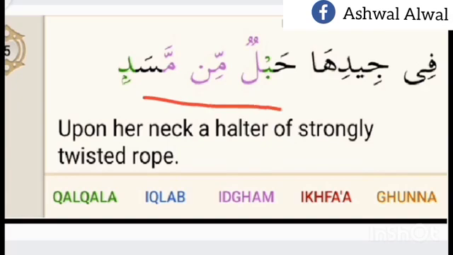Hablum mim masad. The first one is hablum min, and then the second one is mim masad. Let me now recite the entire verse for you so that you will really understand them.